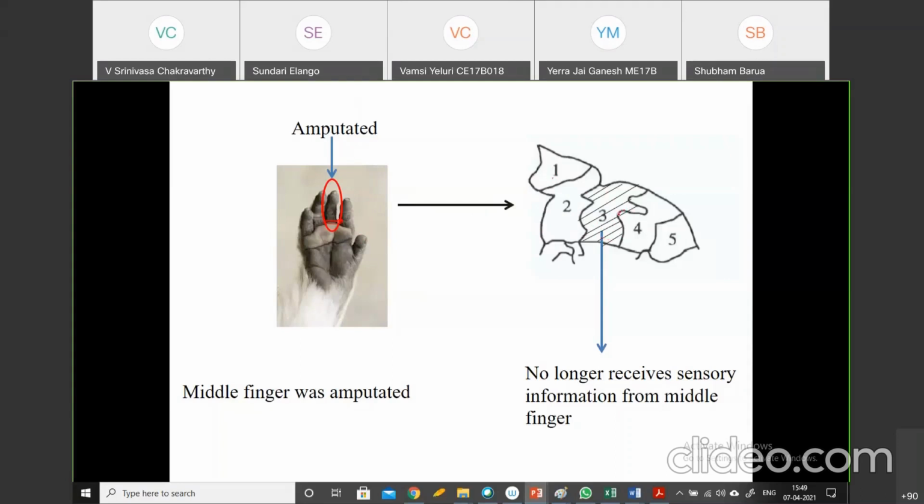So they don't respond. Now, when you touch various points on the ring finger, you will find neurons in region 4 responding to that. Similarly, little finger stimulation gives you a response in 5. This is what you would find right after the surgery, after the amputation.